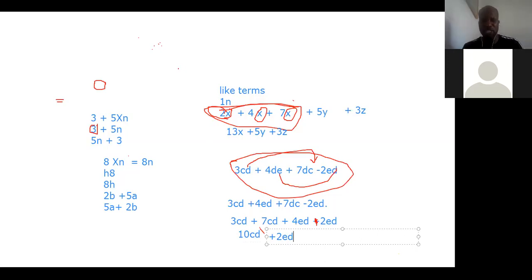I don't know whether you've seen what I did here. I said 4ED minus 2ED, I got the answer 2, but I'm now adding my plus. I said every positive number has got a plus at its back, isn't it? So 2 is plus 2, 3 is plus 3.